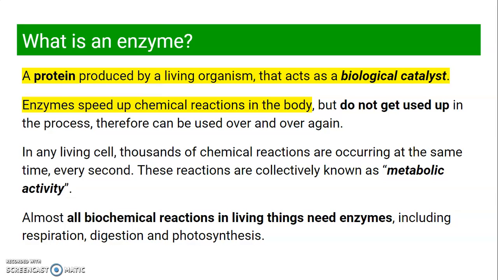In any living cell, thousands of chemical reactions are occurring at the same time every second. So I've got an equation here that says there's 10 to the power of 9 reactions per cell per second. So if you times this by the number of cells in the body, we actually have 37,000 billion chemical reactions. So that's 37 with 21 zeros after it, occurring per second in the human body. So throughout all of your cells.